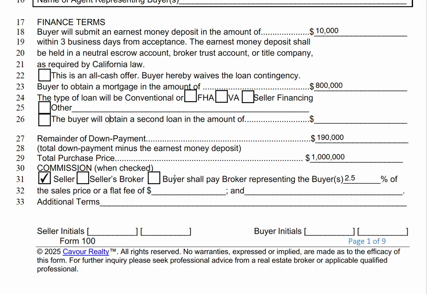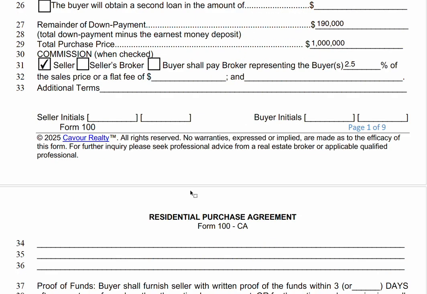Now, commission. Going forward, commission is addressed on real estate purchase agreements for the most part. I think that's a new standard looking ahead. So we have here boxes you can check. If you want the seller to pay the broker representing the buyer, you check this box, or the seller's broker, or the buyer, and then you put in the amount. In this case, we have 2.5% of the sales price, or you can write in a flat fee and something else. And if there are additional terms you need to state that haven't been explicitly mentioned, go ahead and write them here. Both parties initial, and we move on.